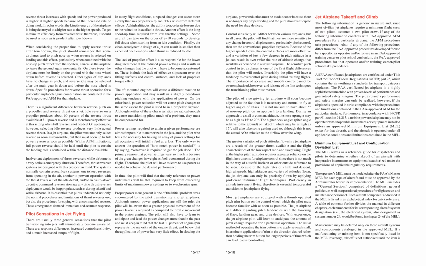Most jet airplanes are equipped with a thumb-operated pitch trim button on the control wheel which the pilot must become familiar with as soon as possible. The jet airplane will differ regarding pitch tendencies with the lowering of flaps, landing gear, and drag devices. With experience, the jet airplane pilot will learn to anticipate the amount of pitch change required for a particular operation. The usual method of operating the trim button is to apply several small, intermittent applications of trim in the direction desired rather than holding the trim button for longer periods of time which can lead to over-controlling.